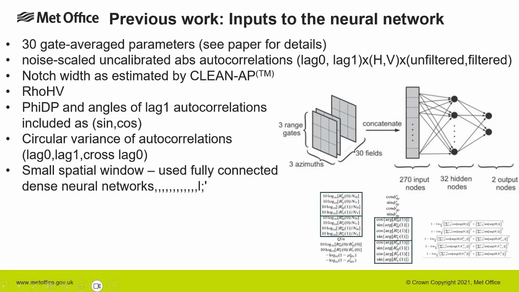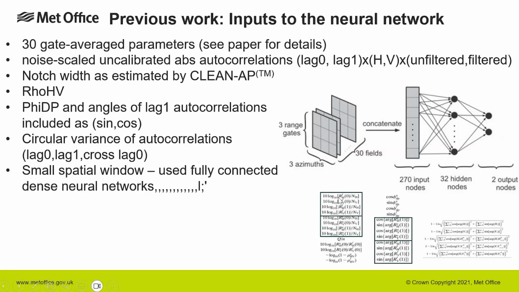We trained those neural networks, the two of them I mentioned. They have 3 degrees of azimuth, so 3 pixels there, and then 3 pixels in range. And there are 30 fields for each of these 9 pixels. And those 30 fields are down there.